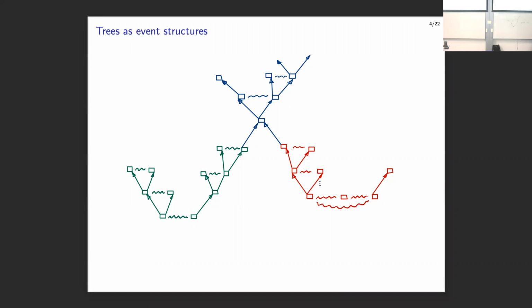Yeah? There's maybe a somewhat naive question. I still don't understand what extra structure you get by having this conflict relation there. So why couldn't I do this construction if I didn't have the conflict relation? I just have three.